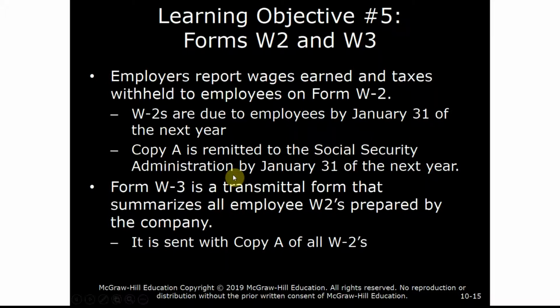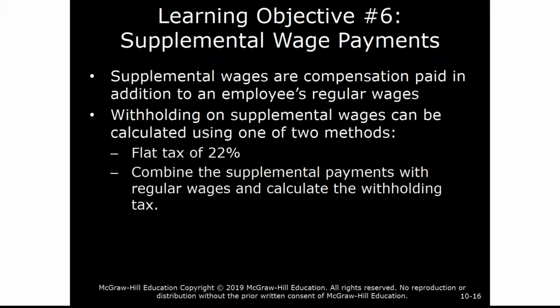Many of us have gotten W-2s in the past, and we know this is a reporting of our wages and the taxes that were withheld. The employer sends copy A to the Social Security Administration by January 31st of the year following the close of the calendar year. Form W-3 is a transmittal form that summarizes all W-2s prepared by the entire company, and it is sent with copy A of all the W-2s.